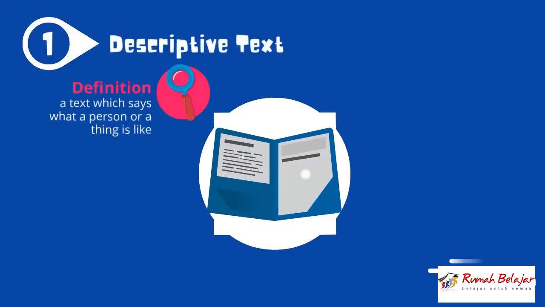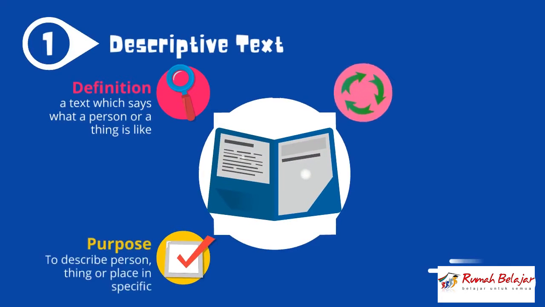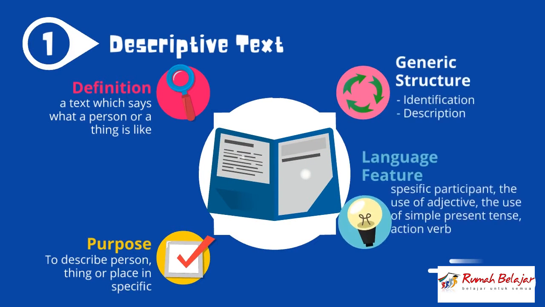Descriptive text is a text which says what a person or a thing is like. It describes persons, things, or places in specific. It consists of identification and description. It has specific participant, it uses adjective, and simple present tense.